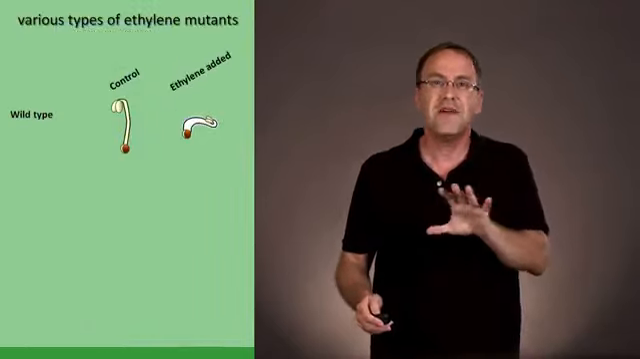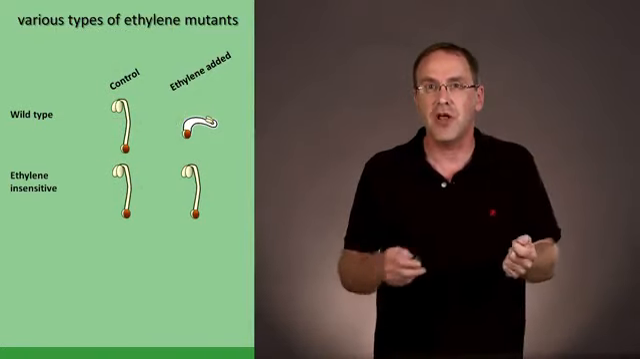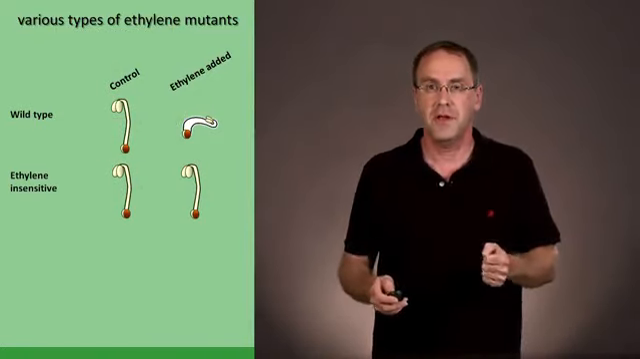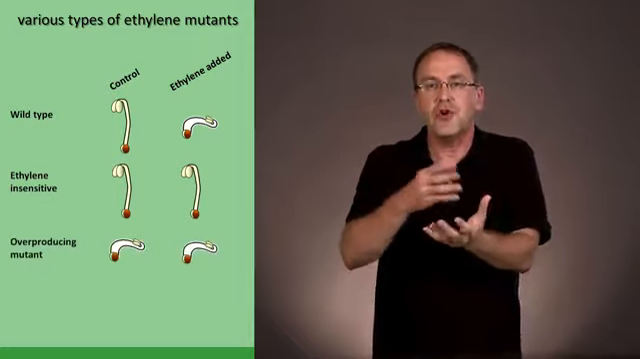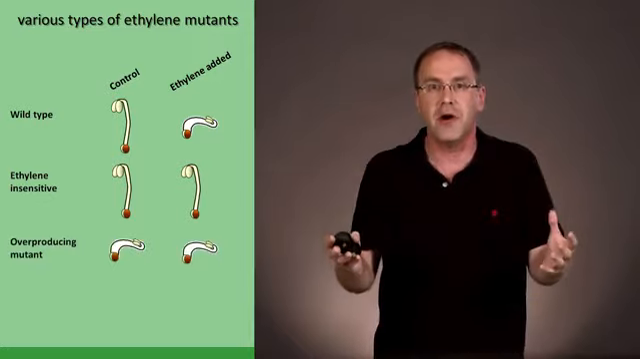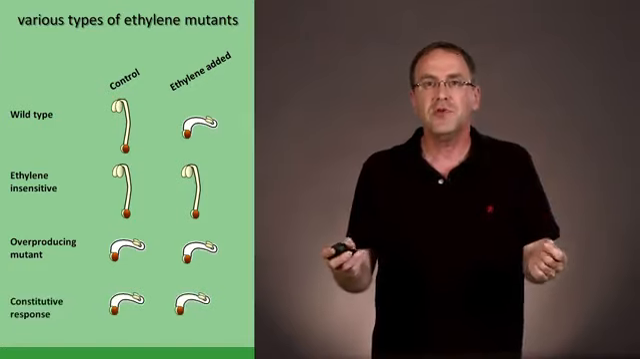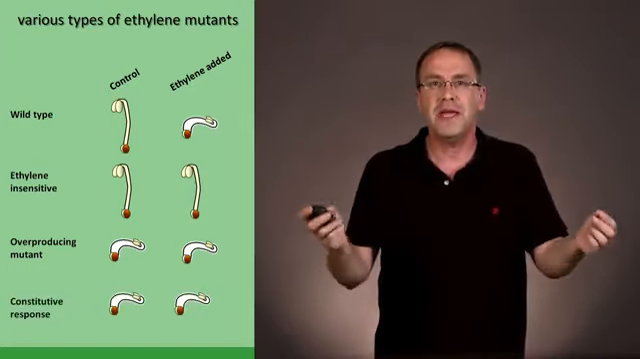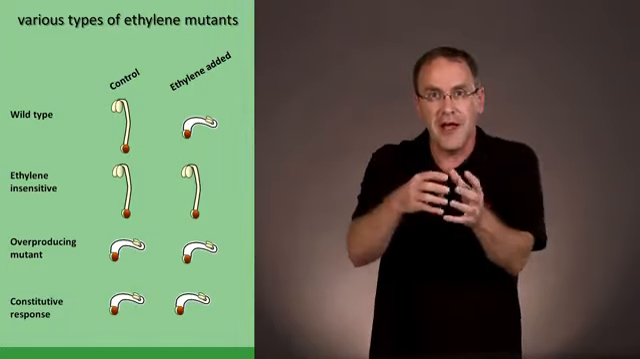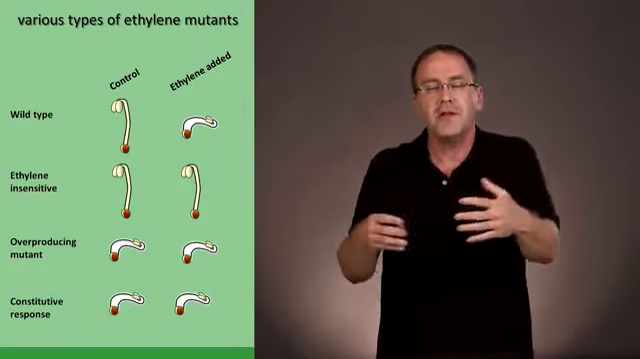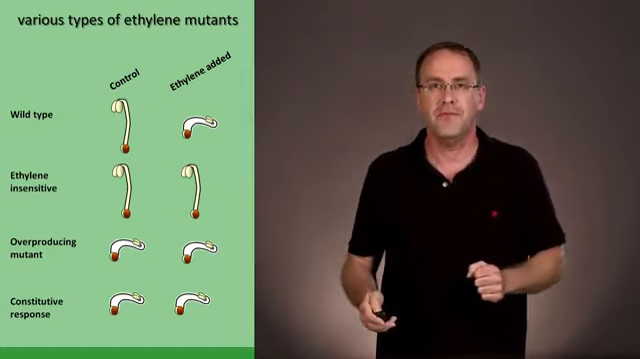There have been several different types of mutants that have been found. There are mutants, for example, that are insensitive to ethylene. They've lost the ability to smell. There are mutants, though, that make too much ethylene, so that even under normal conditions, they think there's ethylene around them all the time. And then there's mutants that think that there's always ethylene being given to them, even when they're not. These mutants are always short and fat and bending over. It doesn't matter what's going on around them.